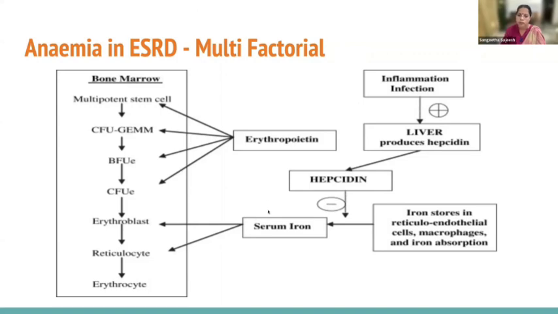So erythropoietin and serum iron are two major factors which are required for the stimulation of bone marrow to produce RBCs. So in the presence of chronic inflammation, presence of hepcidin, this will impair the release of serum iron, or it will impair the utilization and release of iron. So that is the reason why a patient can have anemia.